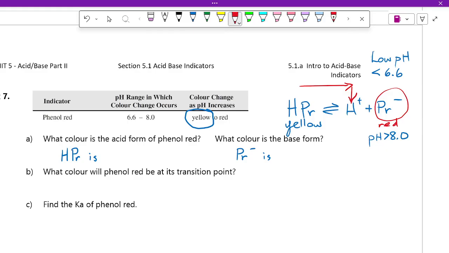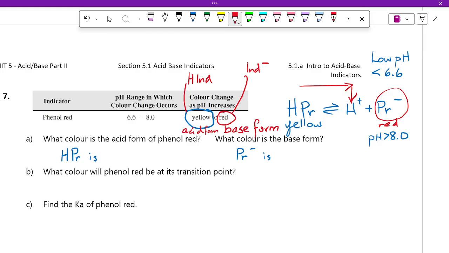So basically, when you look at this, you can say this is always the acid form. This is always the base form. The acid form is always on the left. The base form is always on the right. This is always going to be HInd. This is always going to be Ind minus. Acid form on the left, base form on the right.